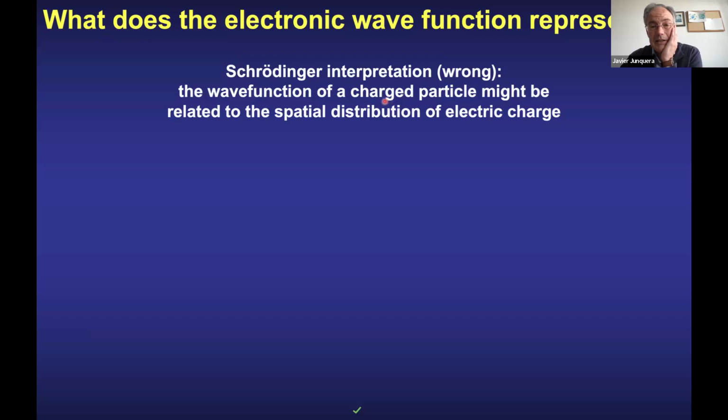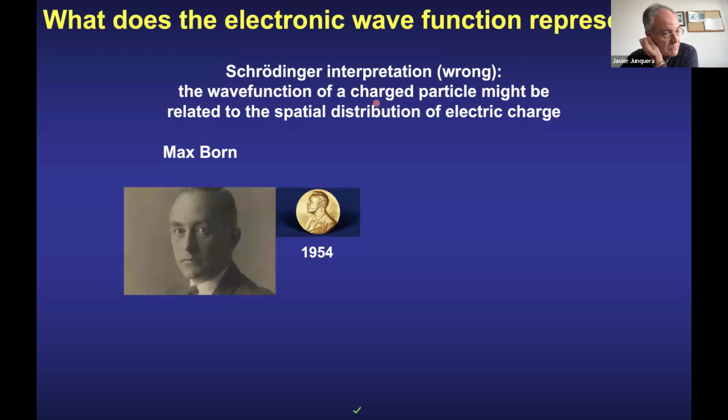So the right interpretation of the solution came after Max Born, who in the physics community is well known because he was proposing many different things: the Born effective charges, the Born-Oppenheimer approximation, the interpretation of the electronic wave function.